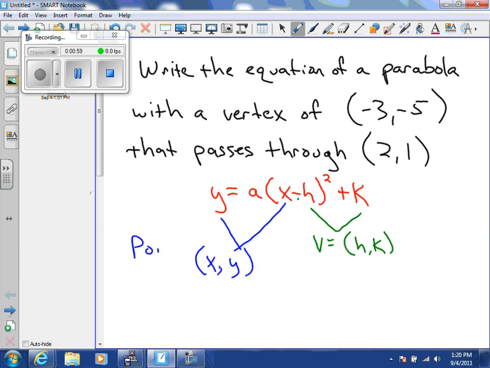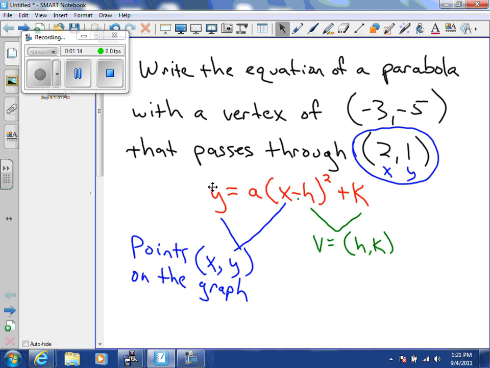These are points on the graph. And we have one of them. We have 2 comma 1. So this is going to be what we use for x and what we use for y. And this is going to be what we use for h and what we use for k. We're basically going to substitute into this red equation here. We're going to fill in everything except for a. We're going to solve for a, and then we're going to have the equation.